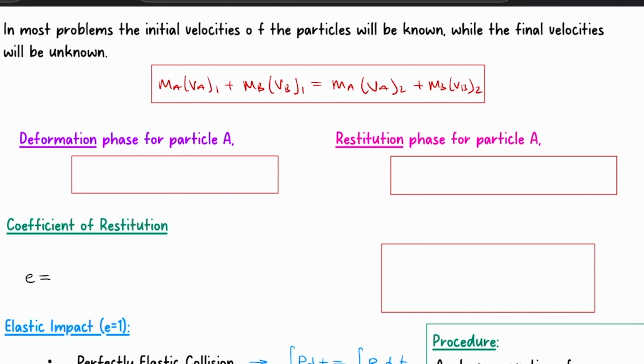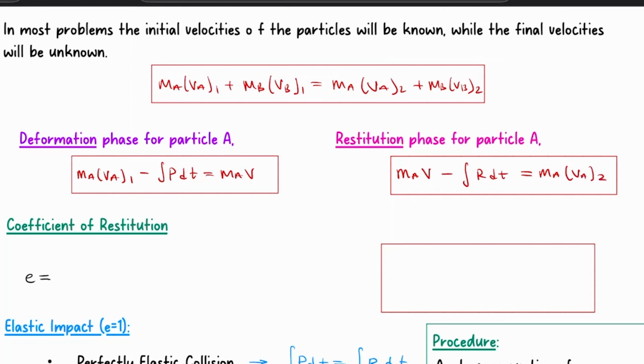That is, of course, the conservation of momentum. We can have then the deformation phase for particle A, and then its restitution phase. So for the deformation phase, we'll have here mass of A times the velocity of A at 1 minus the deformation impulse, the integral of P dt, is equal to mass of A times some common velocity V. Whereas the restitution phase will have mass of A times some velocity V minus the integral for the restitution impulse, R dt, equal to the mass of A times VA2.